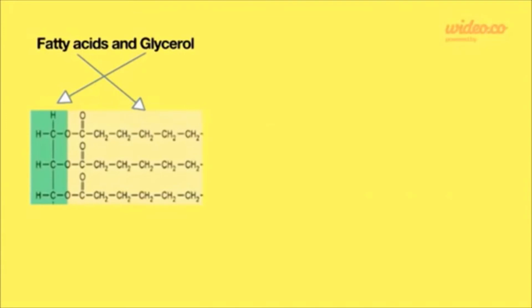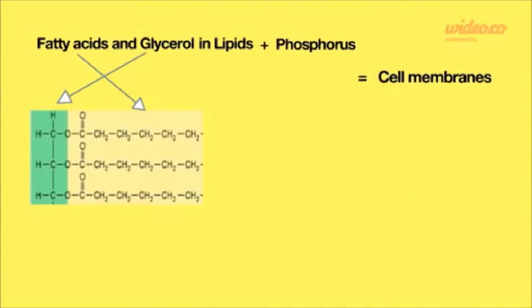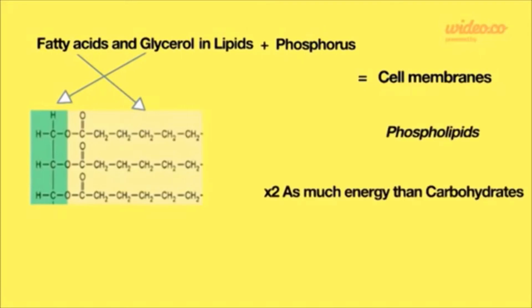Fatty acids and glycerol and lipids and phosphorus are used to make cell membranes, hence phospholipids. They are also stored as fat and have twice as much energy per gram than that of carbohydrates. Okay, now the burrito is correctly distributed into our body.